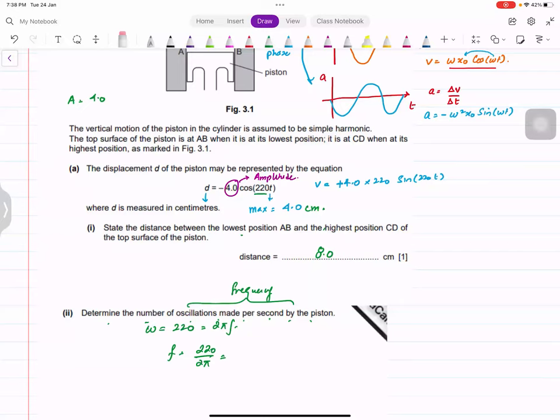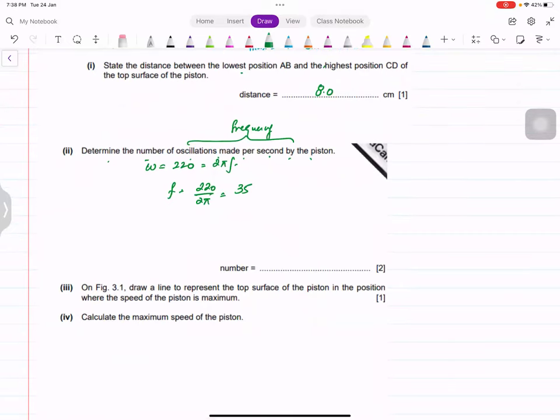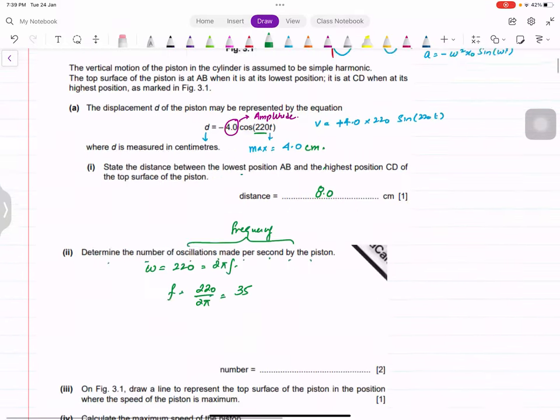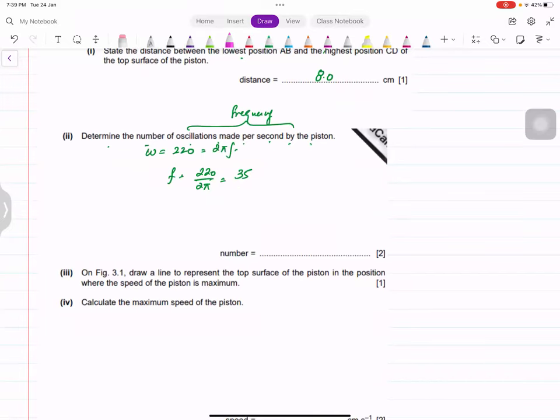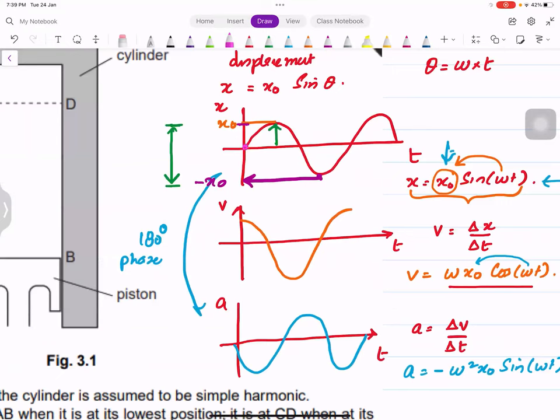Okay, now it's going to be 35 oscillations per second. That's the answer. Then it says, on figure 3.1, draw a line to represent the top surface of the piston in the position where the speed of the piston is maximum. Now, this is a very interesting question. You need to basically understand. That's what I wanted to tell you. If you notice these graphs, you will realize something, that when the displacement was zero, the velocity was maximum. You guys agree? And when the displacement was zero, acceleration was also zero.